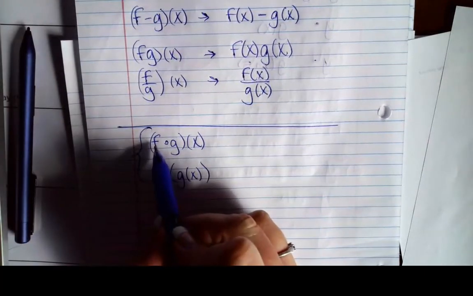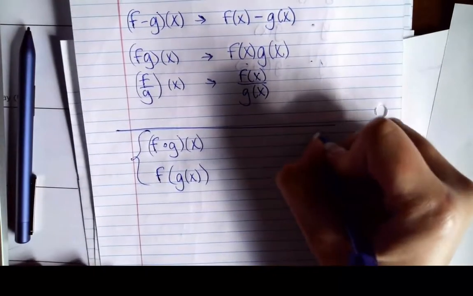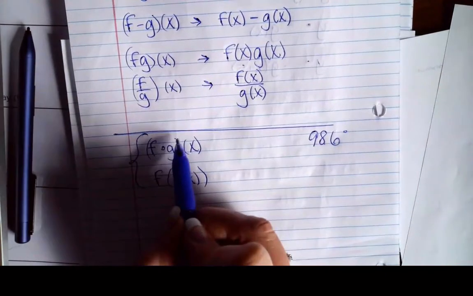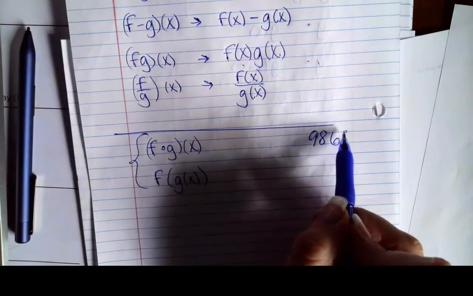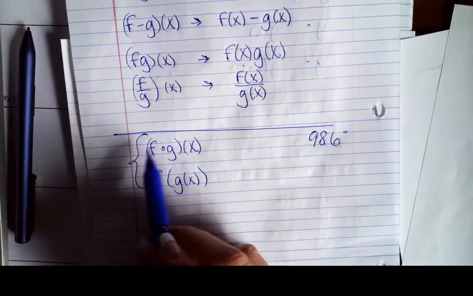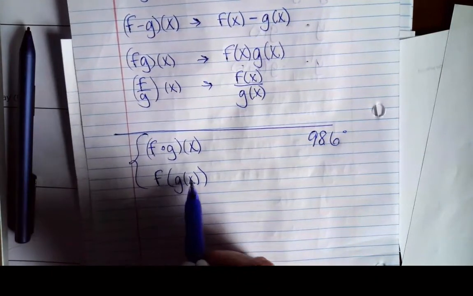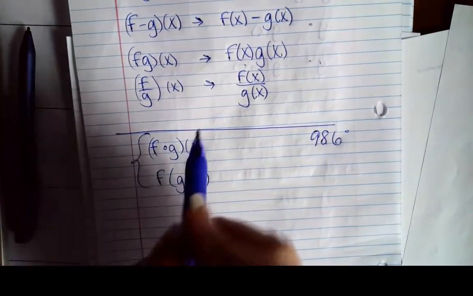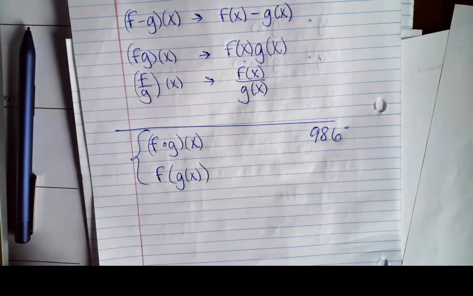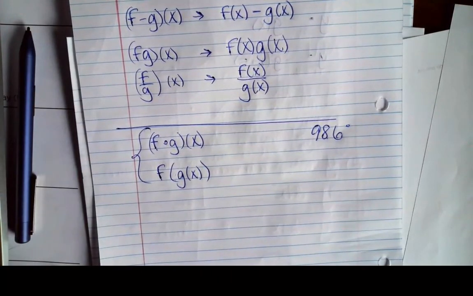This does not say f times g. That's like a degree symbol. Like if you were talking about your body temperature being 98.6 degrees, but it's down low, it's not up in an exponent. Okay, so this is called the composition of f and g at x, or the composition of f and g of x. Okay, so what we're going to do with these ones is we're going to nest them. We will nest them.